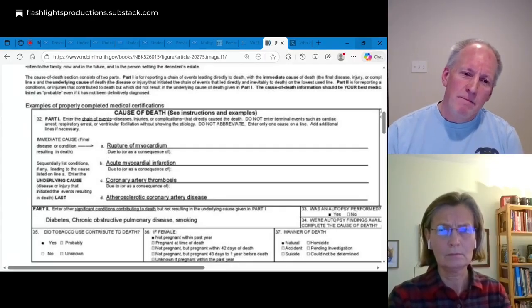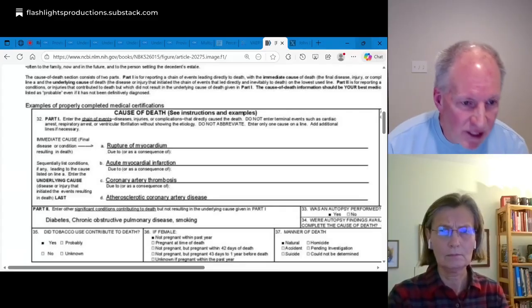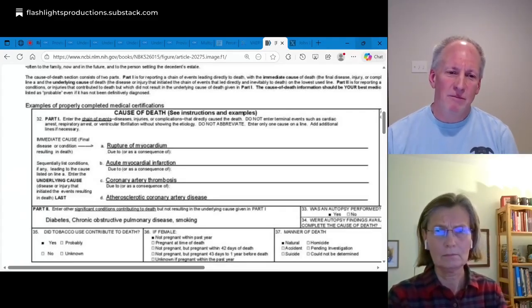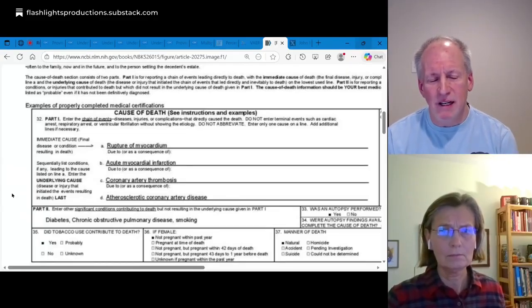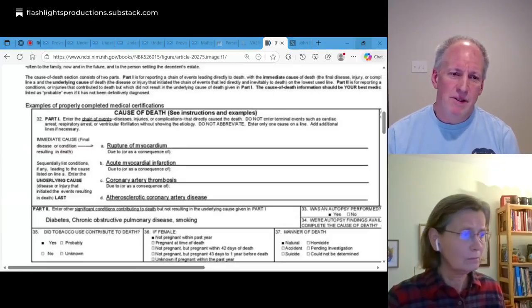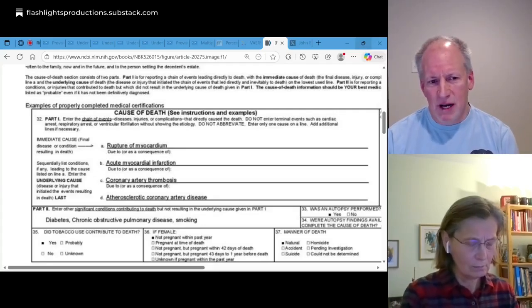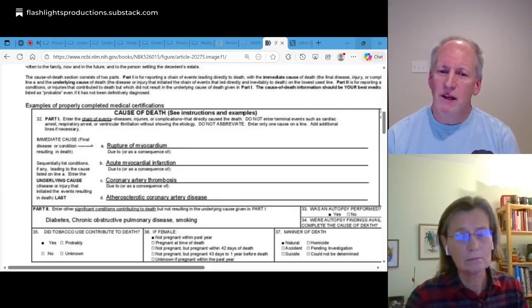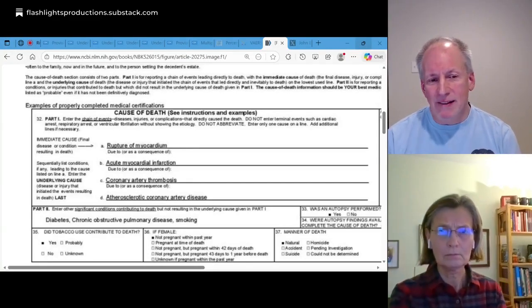All right, so A is the immediate cause of death, and it says it right there, immediate cause, although we don't talk about that in public or in research papers. What does that mean? That's the last thing that happened before death. So A says rupture of myocardium. The myocardium is the muscular part of the heart, and it was ruptured. But what caused that?